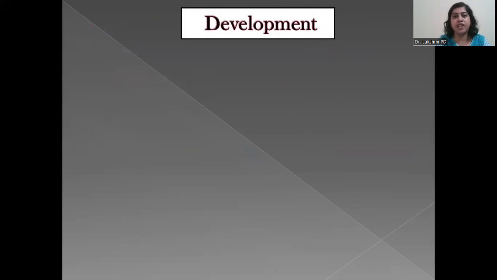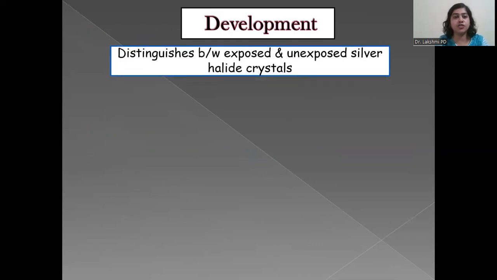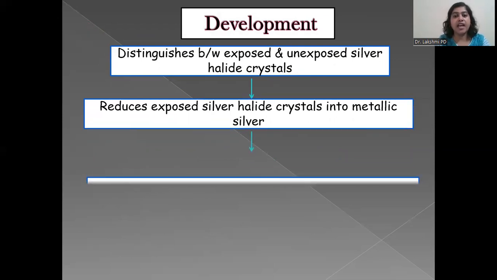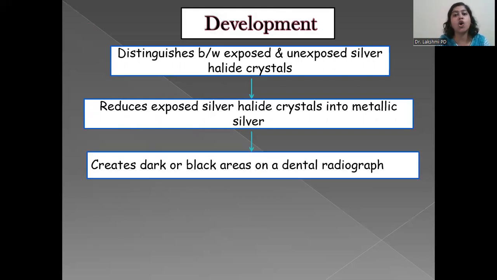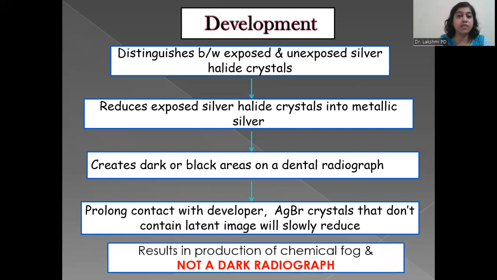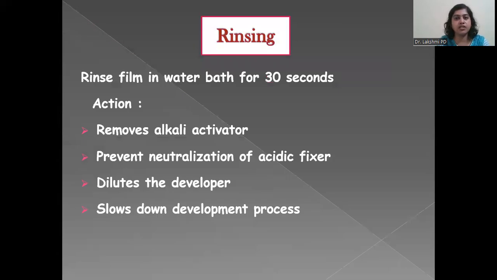So the summary of the entire developing action is that the developer should be able to distinguish between your unexposed and your exposed silver halide crystals and create changes only in your exposed silver halide crystals by reducing them into metallic silver. And these metallic silver areas create black or dark areas on a dental radiograph, creating the various tones and contrast. Now, on prolonged development, in case the time has not been followed because of some error in your processing, there's a prolonged contact with the developer. What will happen is the unexposed silver crystals that do not contain a latent image will also slowly start getting reduced into black metallic silver, but that does not create a dark radiograph. It will just lead to fogging of the entire radiographic image. That's what you have to keep in mind.